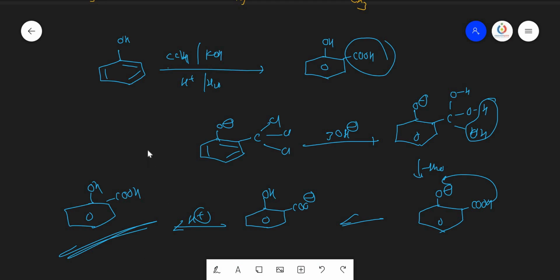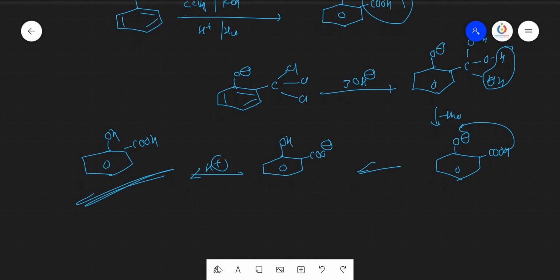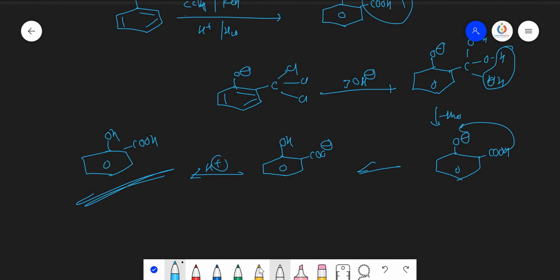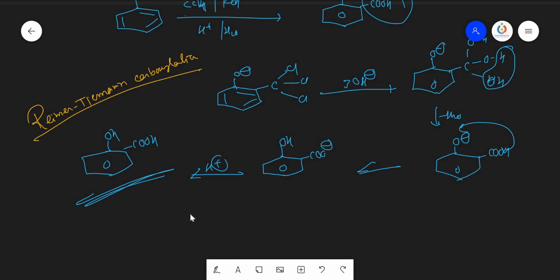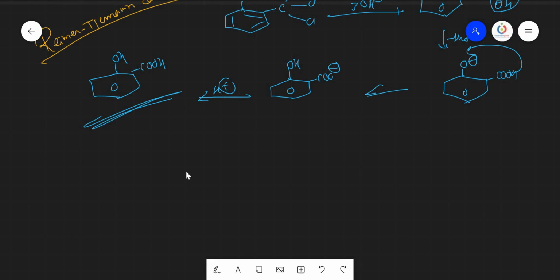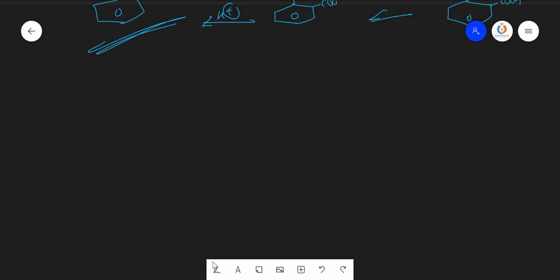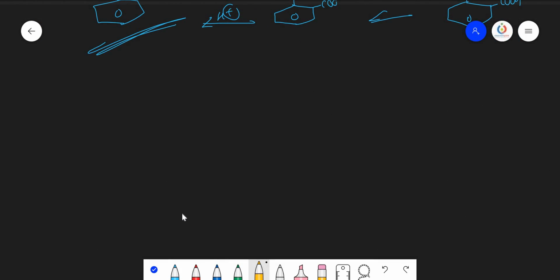Okay, the name of this reaction is Reimer carboxylation, because carboxylic acid is formed, no? So it is called the Reimer carboxylation. If chloroform is used, that is simply called the Reimer reaction. Let us see some abnormal Reimer reactions.